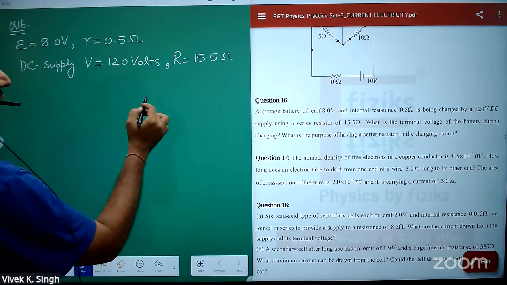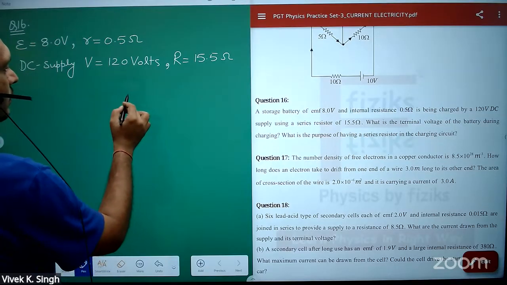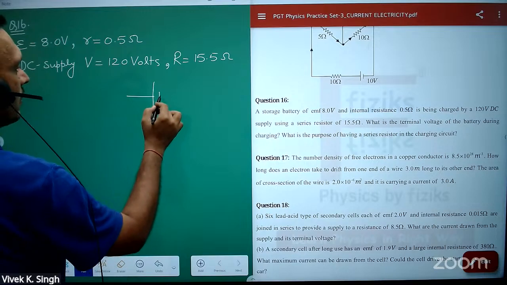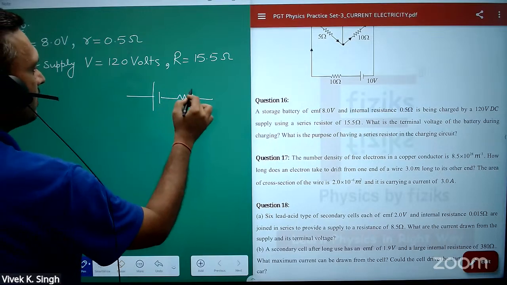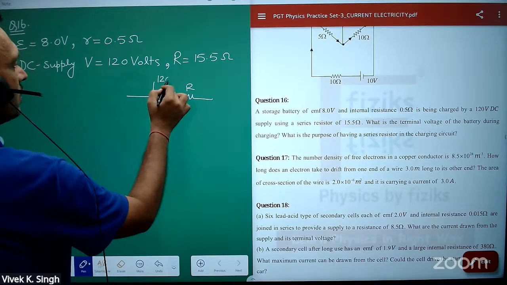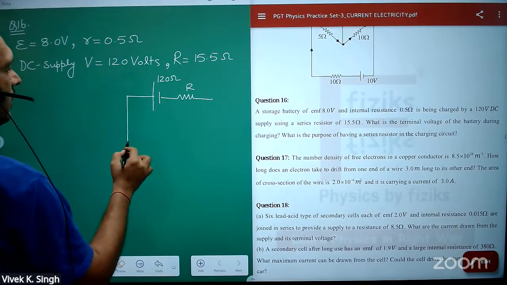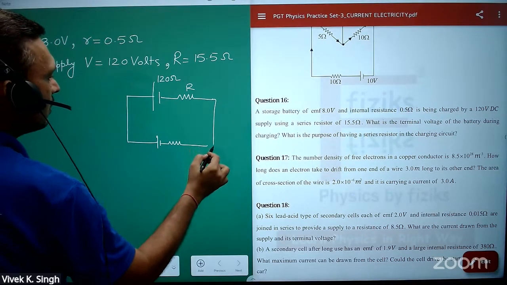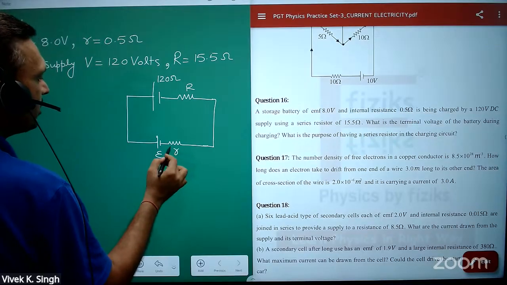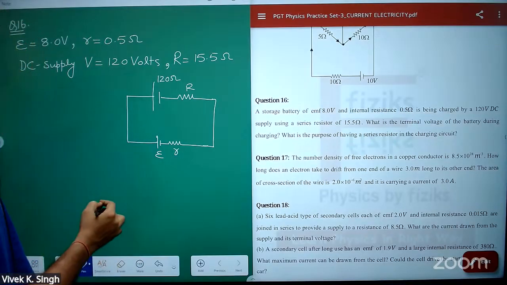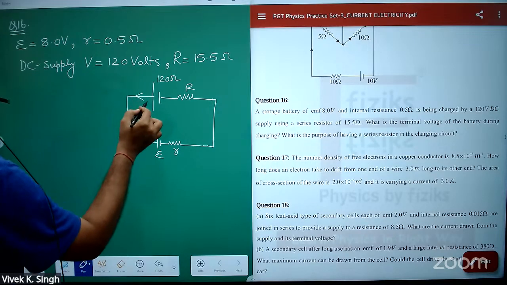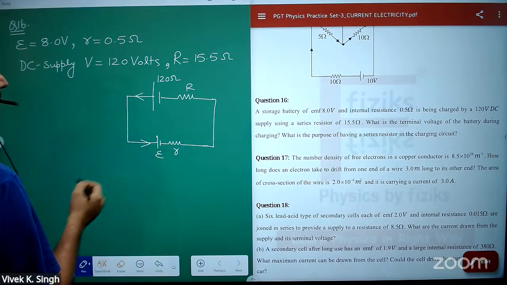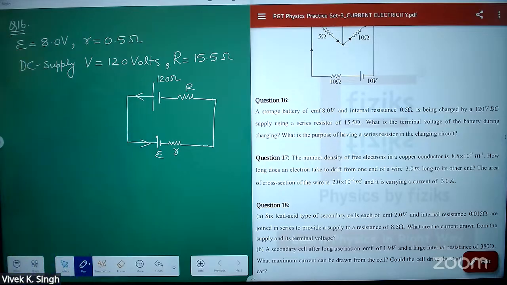So in this case, let's see. This is the series resistance R and this is 120 volt. And this will be the small r. This is EMF. This will be small r. So this current will flow in this direction. That is the direction of current. And what is the effective voltage in the circuit?